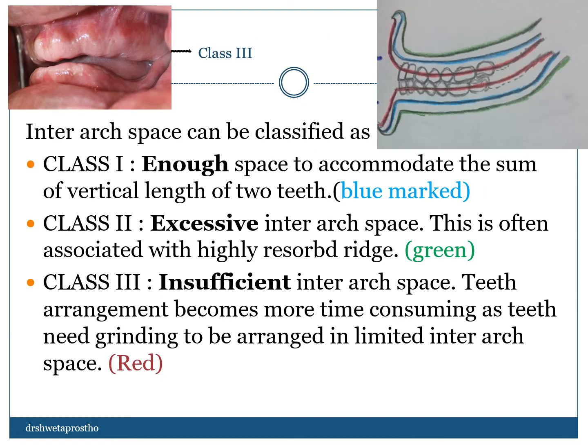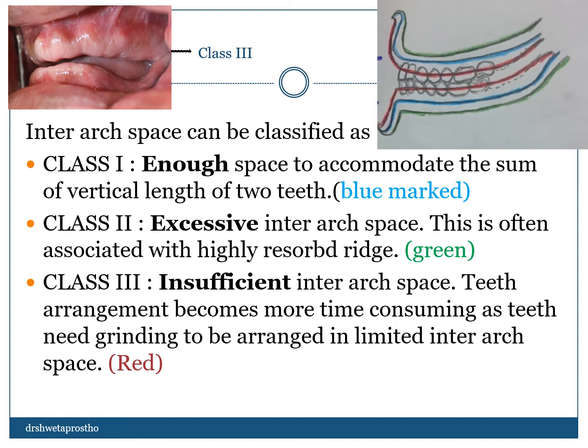Interarch space can be classified as class 1 enough, class 2 excessive, and class 3 insufficient. In class 1, there is enough or sufficient space to accommodate the sum of the vertical length of two opposing teeth and also the thickness of the denture base. Can you see the blue line? The middle one shows the class 1 interarch space.